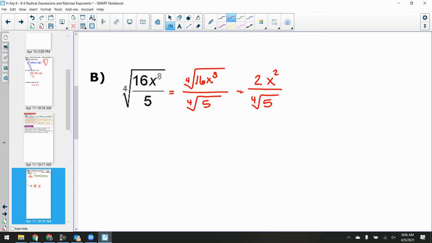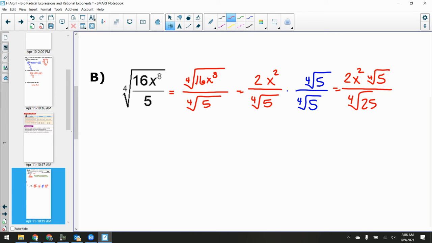Now, to rationalize the denominator, before we had said, okay, well then I'm just going to multiply it by the 4th root of 5 over the 4th root of 5. Now, don't do this real quick. I'm just going to show you something here. If I were to do that, that would get me 2x squared, 4th root of 5. I can't combine anything in the numerator. And then I would get the 4th root of 25.